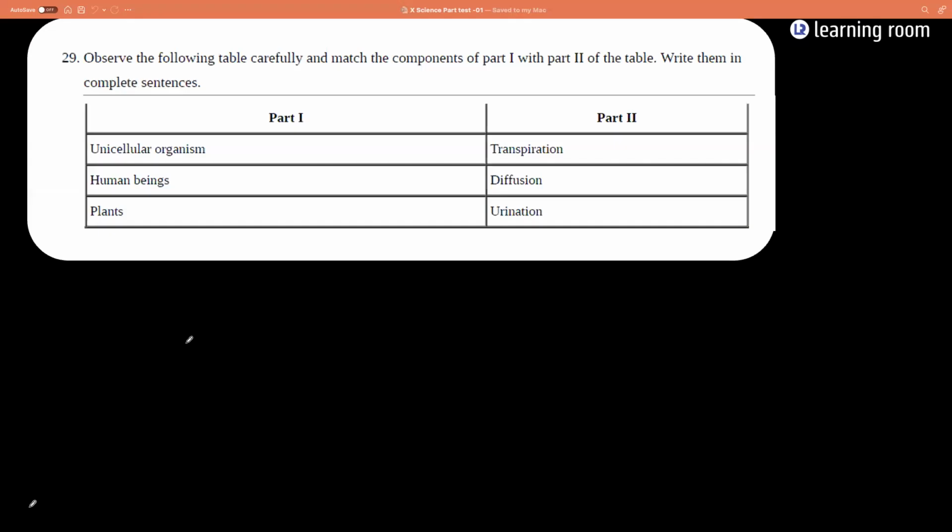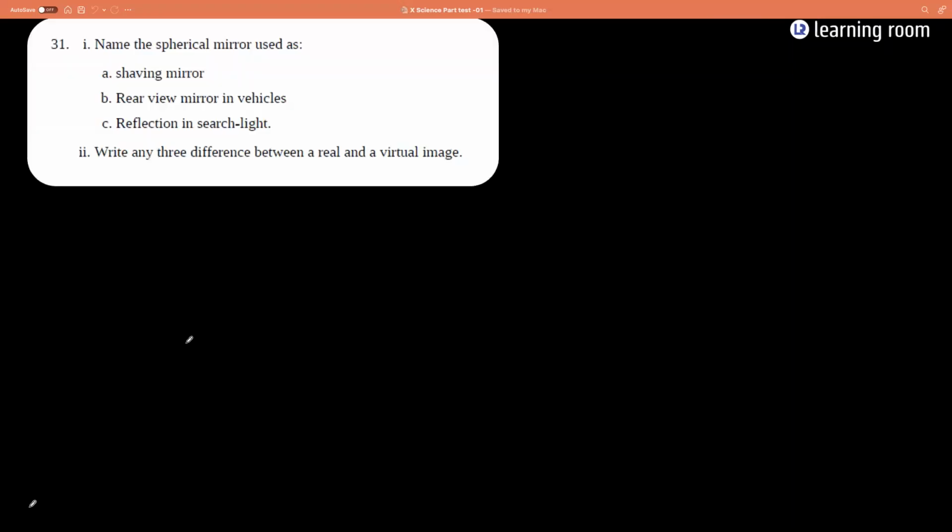Next. Name the spherical mirror which is used as a shaving mirror. Concave. Rear view mirrors use convex. What about the other one? Concave, because it can spread the light more.